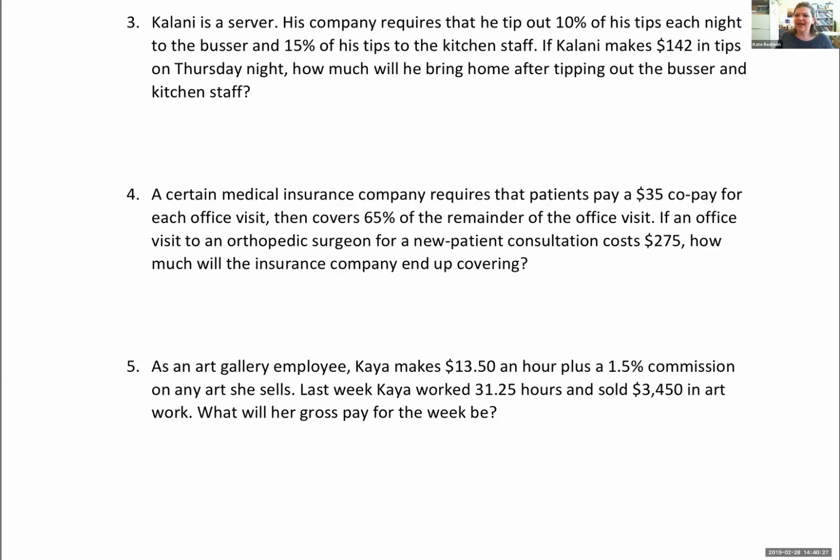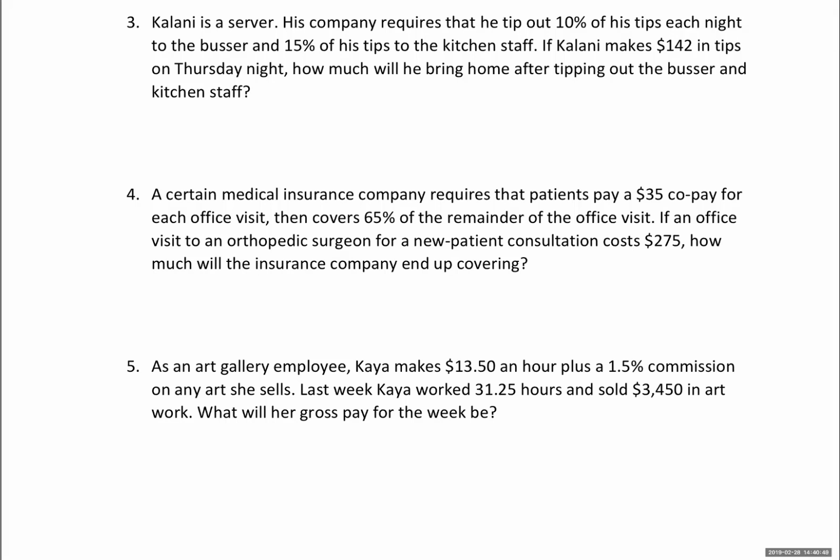So let's look at number 3. You ready? Yes. It says Kalani is a server. His company requires that he tip out 10% of his tips each night to the busser and 15% of his tips to the kitchen staff.